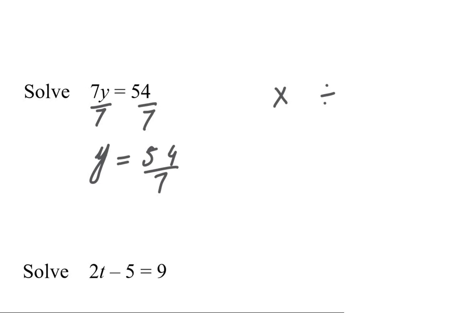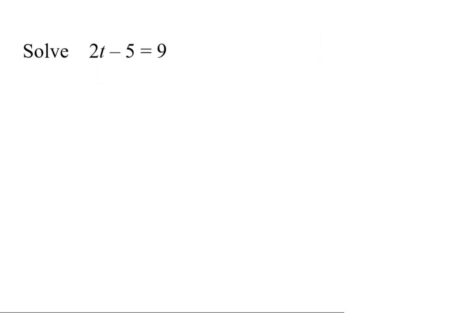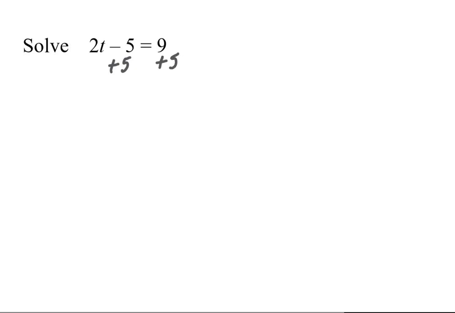Okay, next question. This is a little bit different now. This is called a two-step method. Here we have 2 and 5. We need to cancel this 2 and 5 to find t. First, this is minus 5, so we do the opposite. We're going to add 5 over here, we're going to add 5 over here. So 2t is going to be 14.